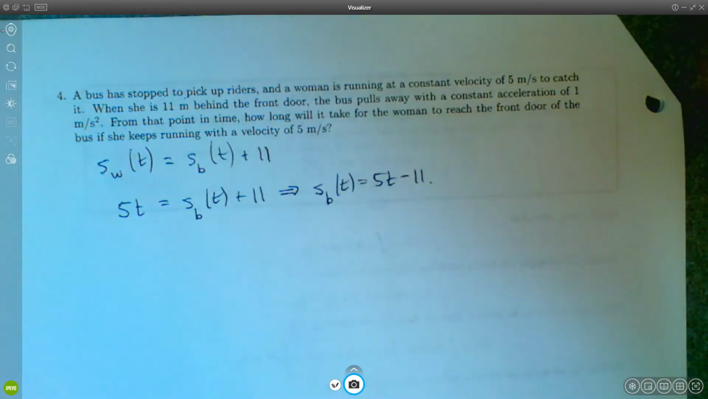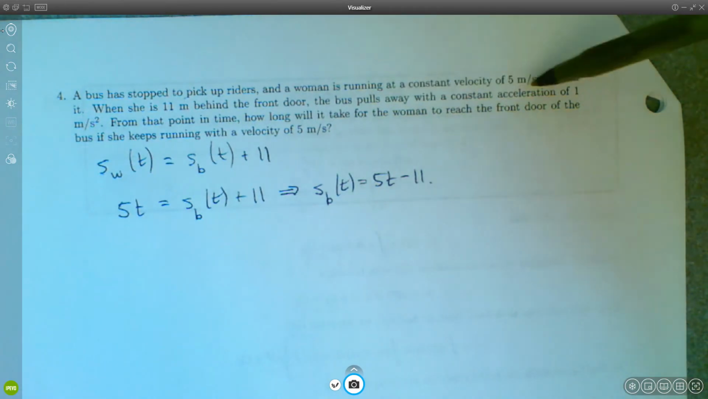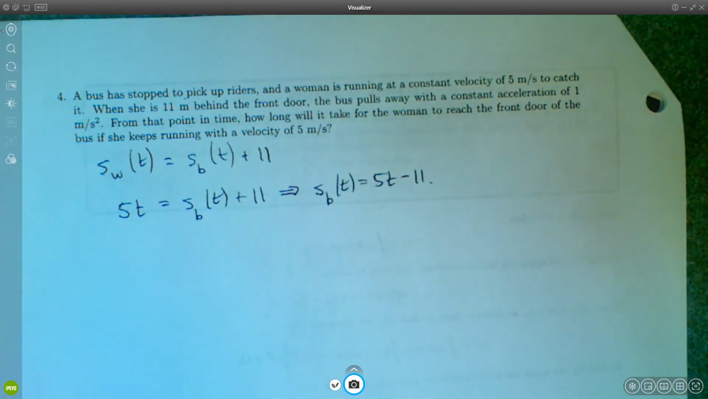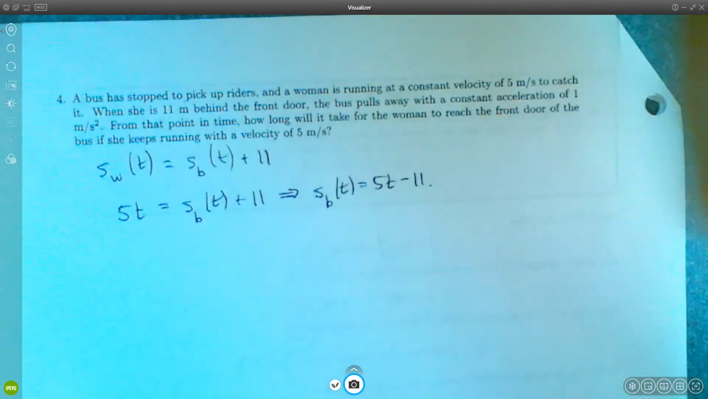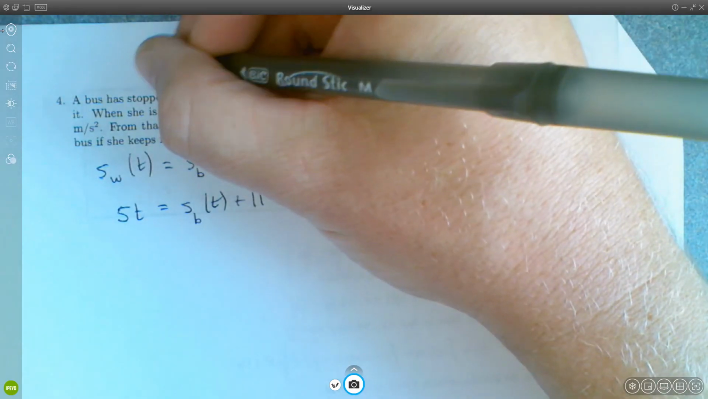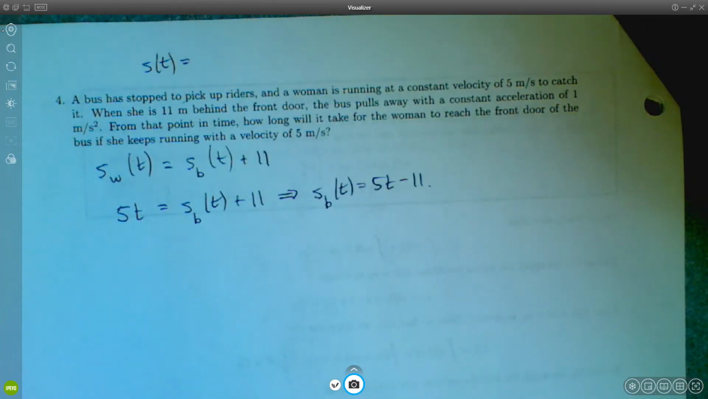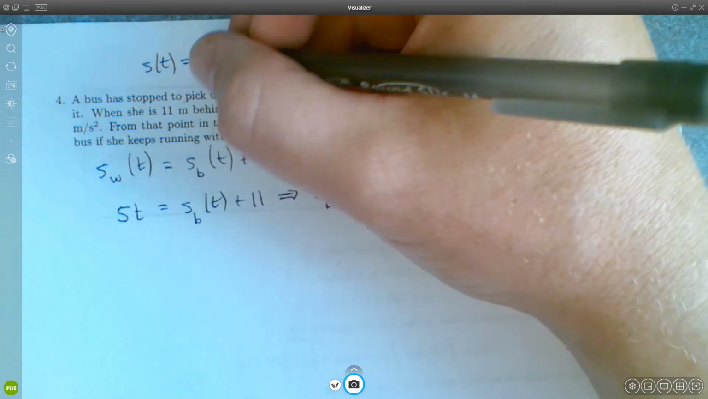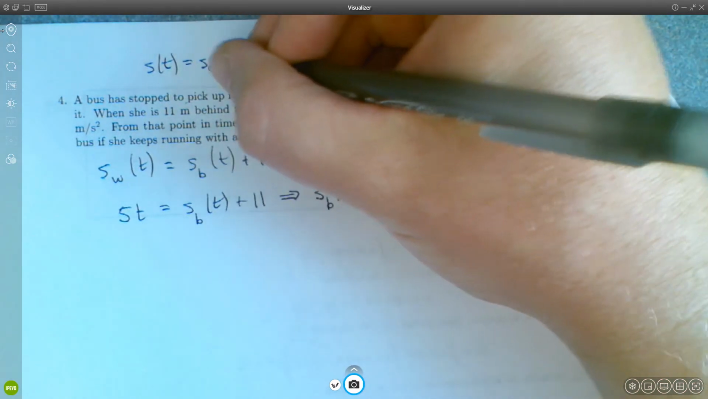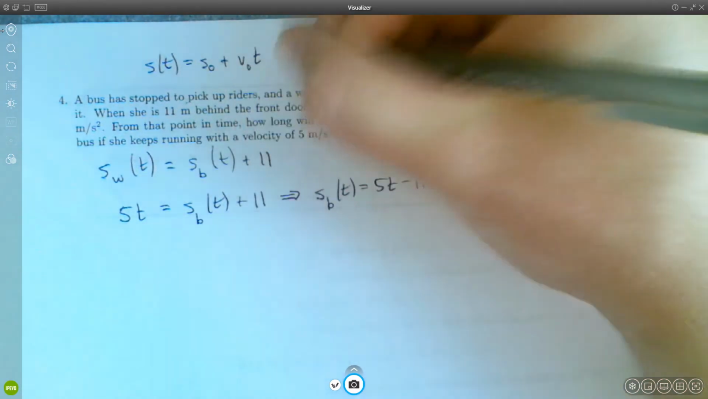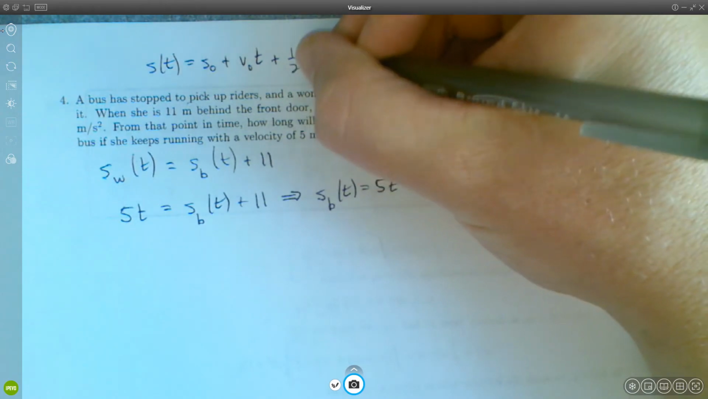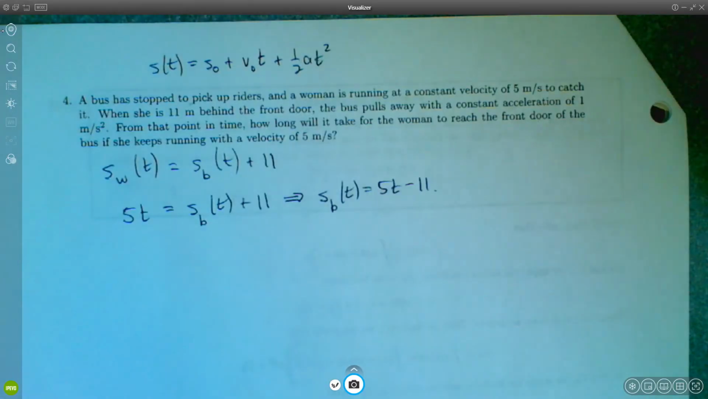On the other hand, we know that the bus is pulling away, it says, with a constant acceleration of 1 meter per second squared. And we have a model for the position, right? The position of a particle undergoing constant acceleration is going to be the initial position plus the initial velocity times time plus 1/2 times the acceleration times time squared.